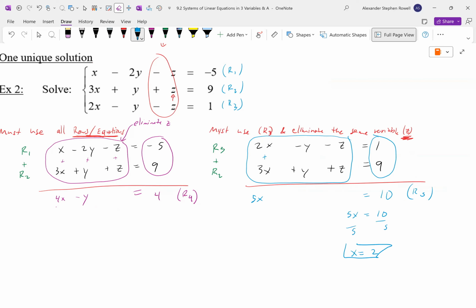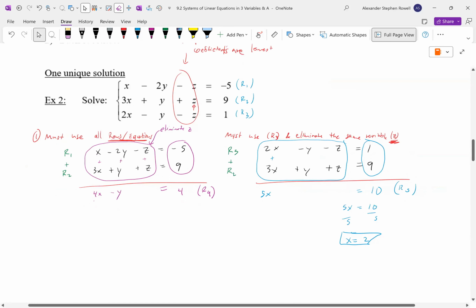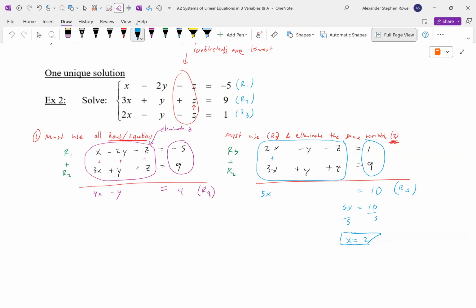So we found x. Now we can plug this into any equation to find y. Which equation do you want to plug into? You want to plug into R1, R2, R3, or R4? R4. Yes, you can do any combination of them. So R4, we'll plug x in here.